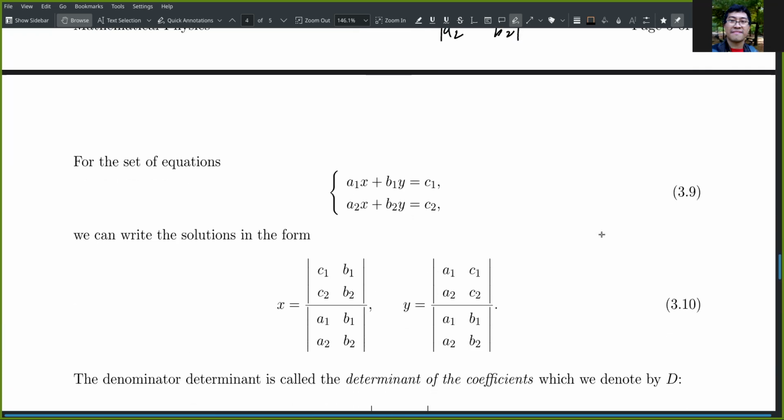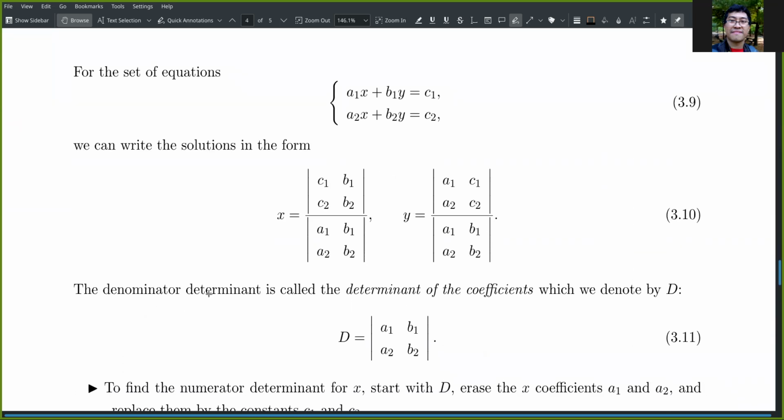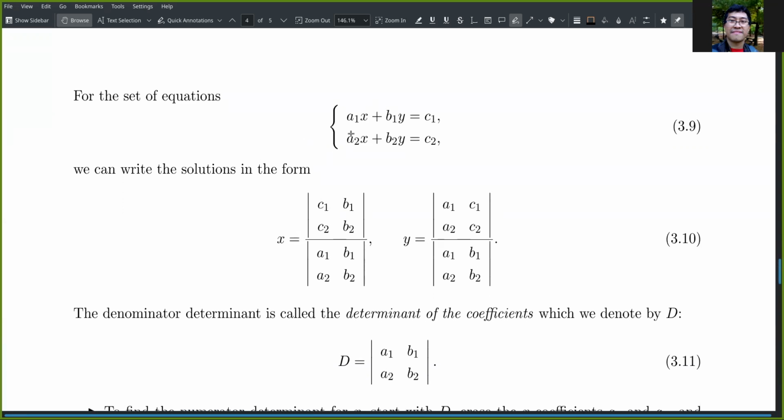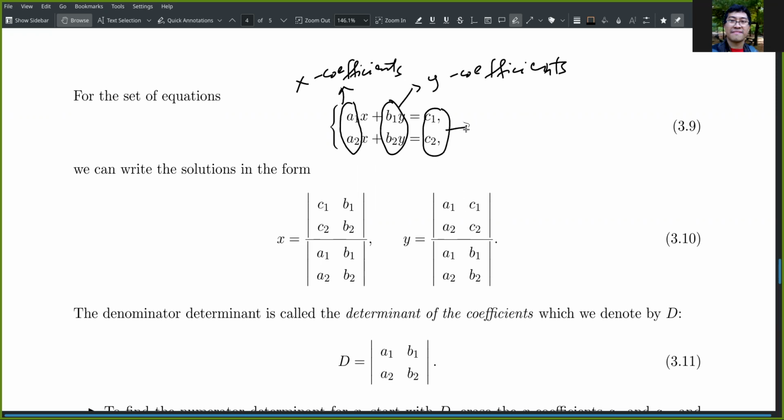So for the set of equations, we can write the solutions in this form. The denominator is called the determinant of coefficients, which we denote by D. That's the coefficients of the x and y terms. Let's call this our x coefficient and this our y coefficient. C1 and C2, let's call them the constant terms. So D, the determinant of coefficients, is derived by listing the x coefficients and y coefficients like this.